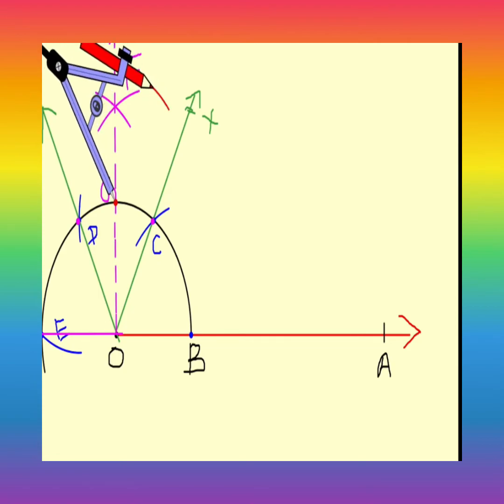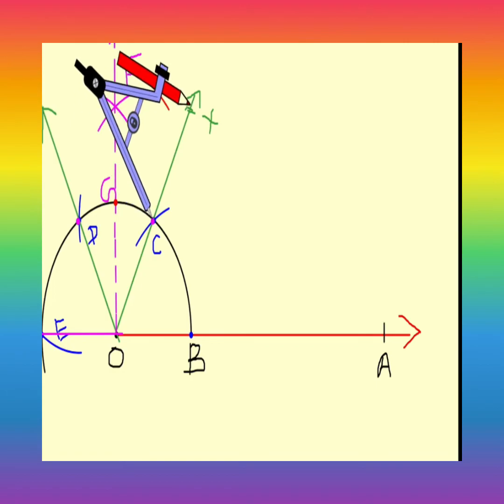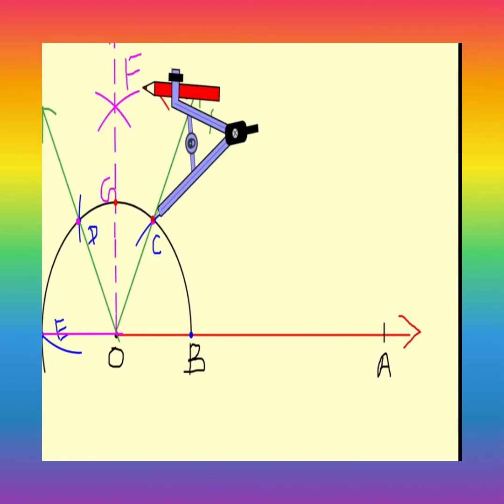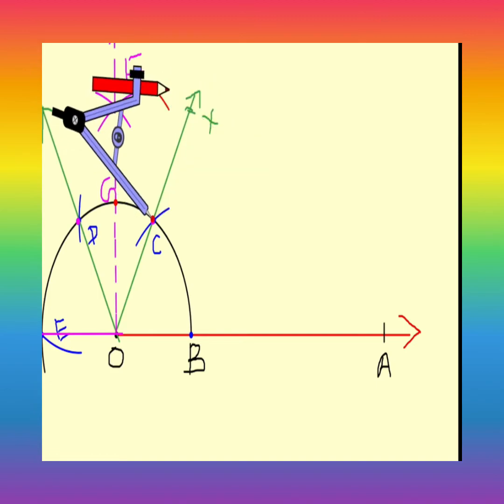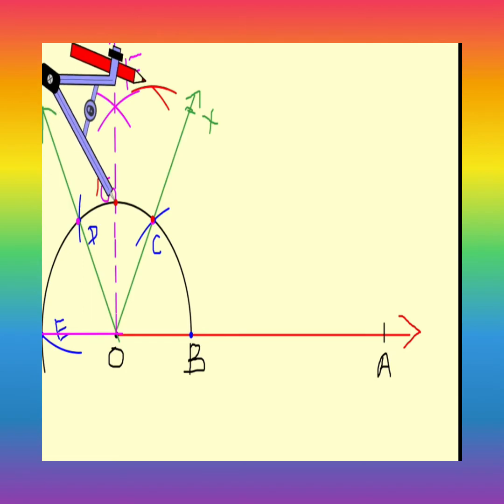and again you will place the pointer at C and mark an arc just on the red arc, which intersect each other. You can see that if you join this intersection point, then you will get angle 75 degree.